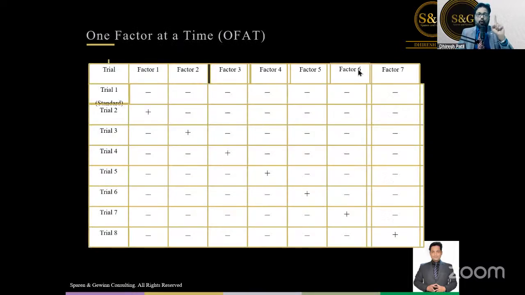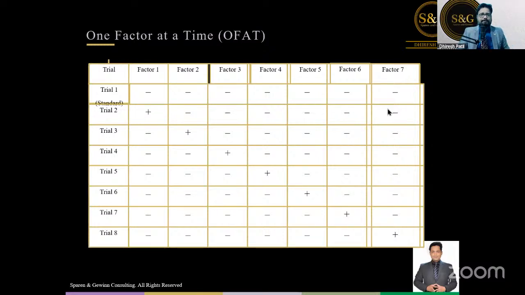OFAT. Everybody please type OFAT, because this is a question a lot of time asked in the paper, that what was the original name of the experimental thing, which is called OFAT, one factor at a time.